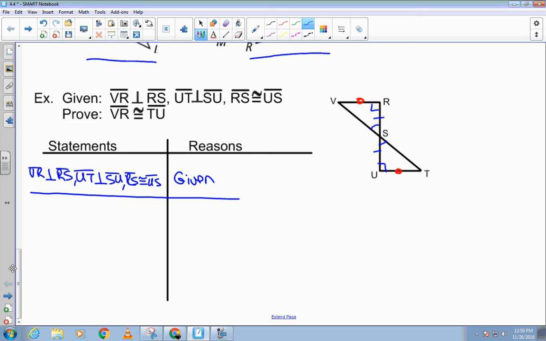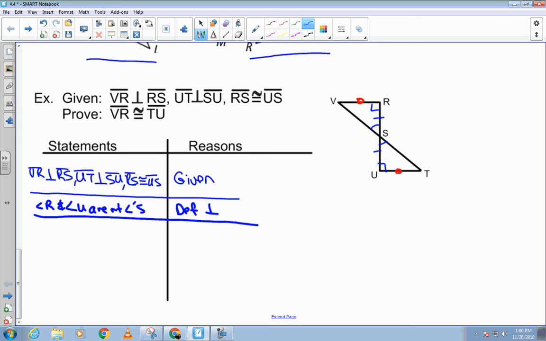So we can say angle R and angle U are right angles. And what's my reason for that? That's going to be the second step. Definition of perpendicular. Okay, definition of perpendicular lines. Lines that intersect and form a right angle.